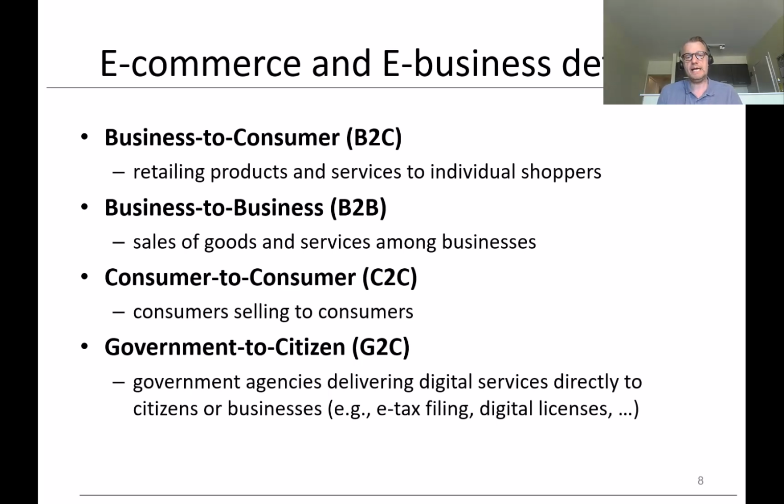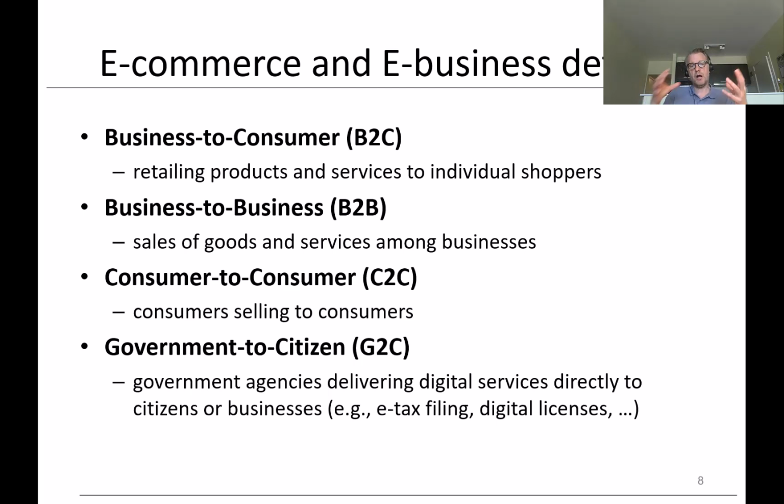Business to business is businesses directly selling to other businesses online. This is what Gillette is doing for the razor and all kinds of products, hygiene products. This is what Unilever is doing when they're selling their products to supermarkets like Walmart, Carrefour.